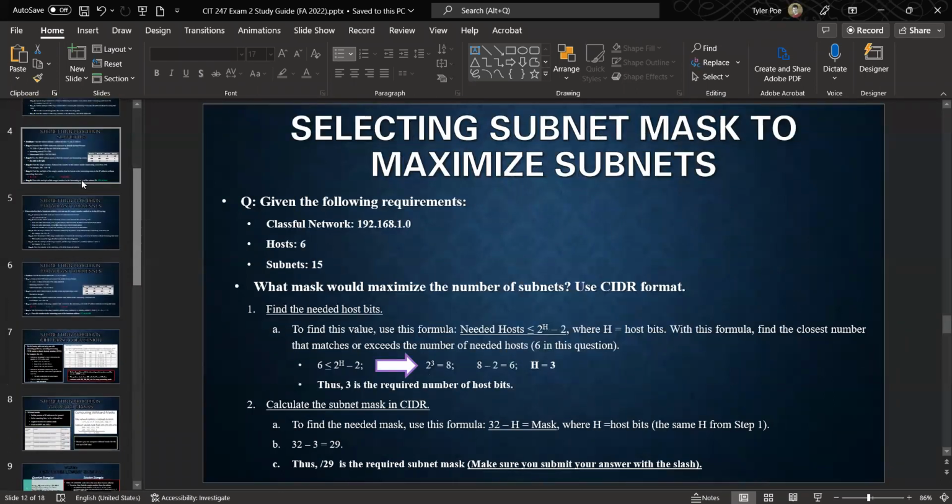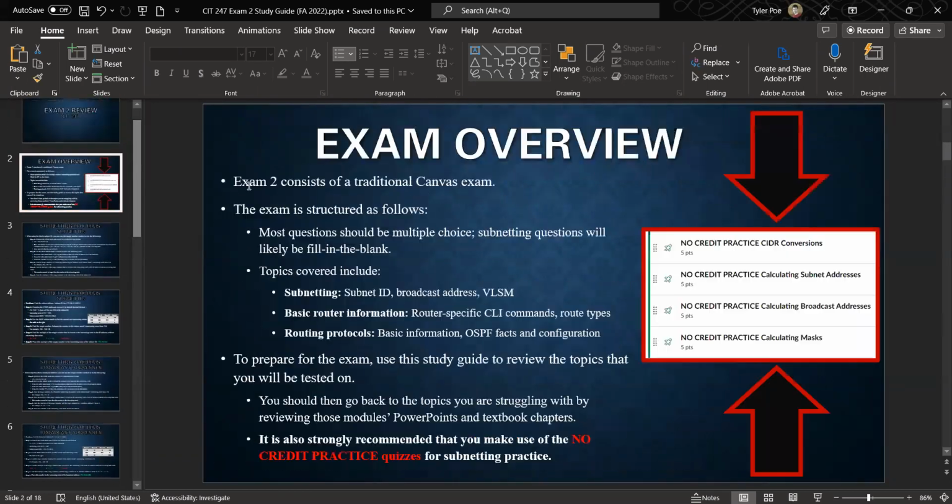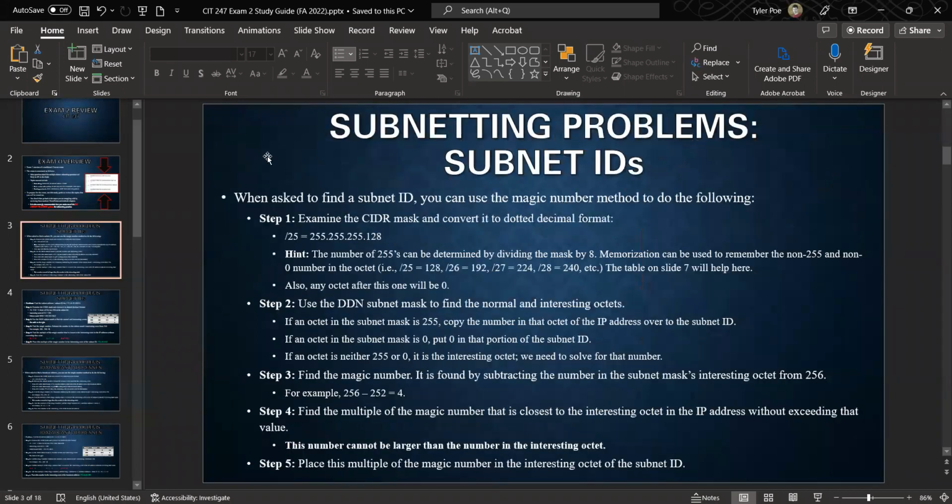This quiz right here, calculating masks, correlates to those questions. So it may be something you might want to practice just in case. It could very well be on the exam. So you can come back to this video and practice these quizzes, and you can use the steps I provided in the PowerPoint to help you figure out how to do all these things. With a little practice, you should be good.